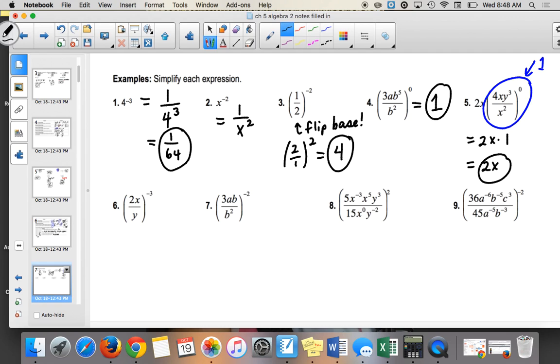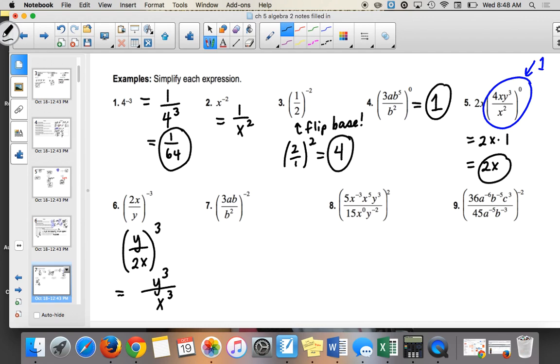All right, so the next part we have raised to the negative 3. So it's already a fraction, so let's just flip the base. So it's going to be y over 2x raised to the positive 3. Okay, so everybody always gets the y cubed and the x cubed. For some reason, I would say about 25% of my class every single year forgets the 2.